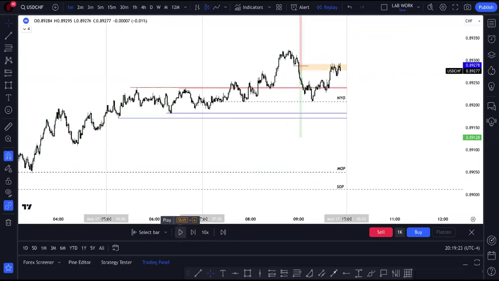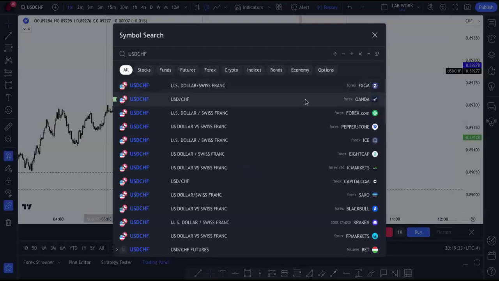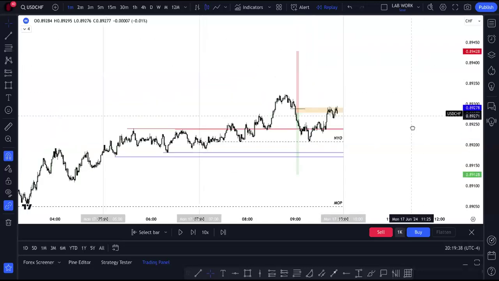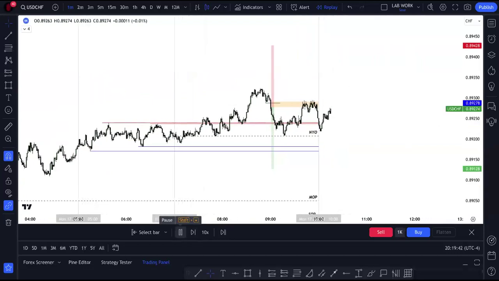Now, I know there might be some discrepancies amongst brokers. I am using Oanda. I should be using Oanda, correct? USD Swissy. Yes, I'm using Oanda as our liquidity provider that we see here. And we'll play this trade all the way through and see what happens.